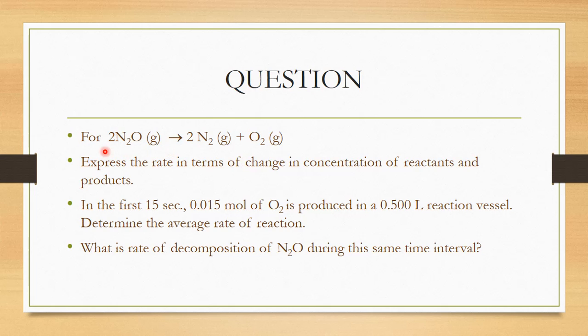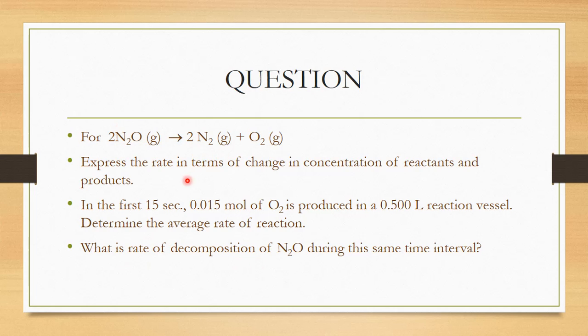Here is a question for you. This is an equation given. Express the rate in terms of change in concentration of reactants and products. Then in the first 15 seconds, 0.015 mole of oxygen is produced in a 0.5 liter reaction vessel. Determine the average rate of reaction. And the third point is, what is the rate of decomposition of N2O?